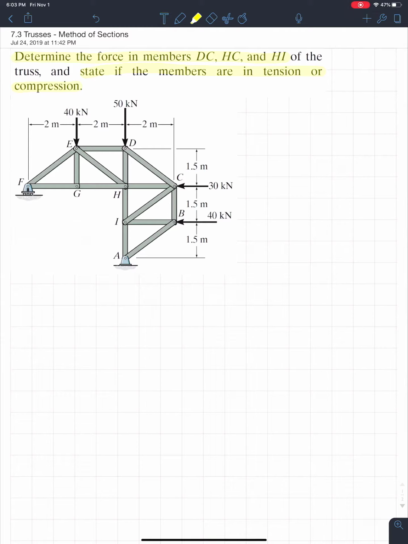With the method of sections, the best thing to do when you're given a question like this that asks for very specific members is usually the method of sections, because I guarantee these members are not going to be near a support. If they're near a support, then we can go back to the method of joints and find them very easily, because we won't have to go very far into the truss to solve for the forces.